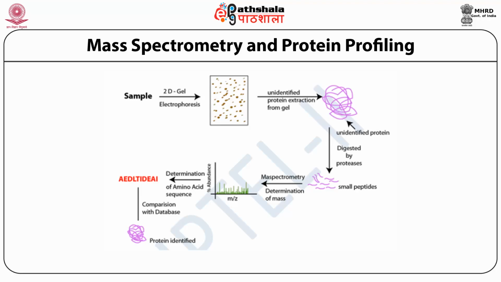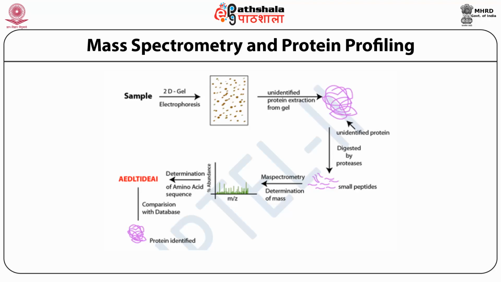These proteases cut those proteins into small peptides, and these peptides will be studied by using mass spectrometry methods, which will determine the mass of those peptides. The output of the mass spectrometric method, which determines the masses of various peptides, is in the form of peptide mass fingerprinting.